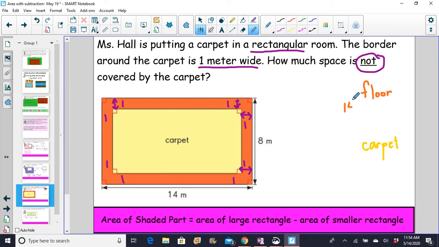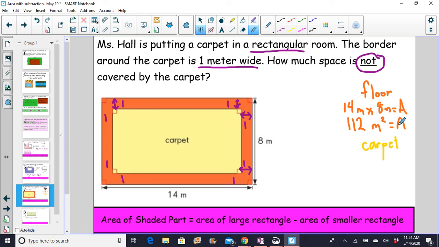So 14 meters multiplied by 8 meters. That's going to be my area of the floor. Take a moment, pause your video. I want you to find the product of 14 multiplied by 8. Okay, I hope you have stacked it up and found that measurement. So our area of the floor, 14 multiplied by 8, is 112 meters squared. Okay, so that's the area of the floor.